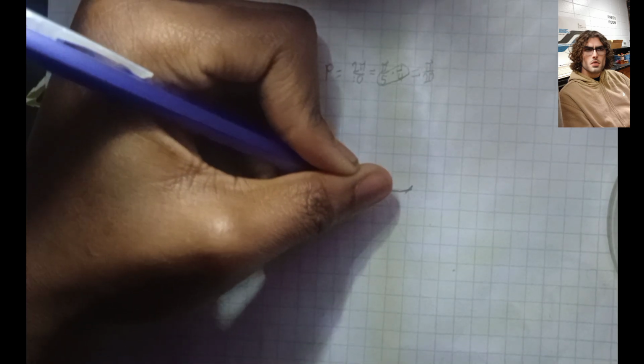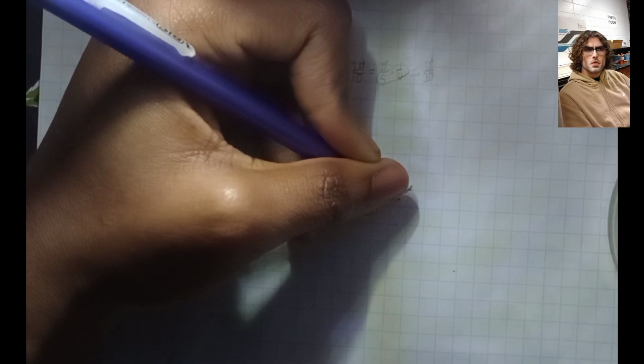Now I actually messed up here because 5 pi over 20 can actually be simplified into pi over 4. So that's actually wrong, and I'm sorry.